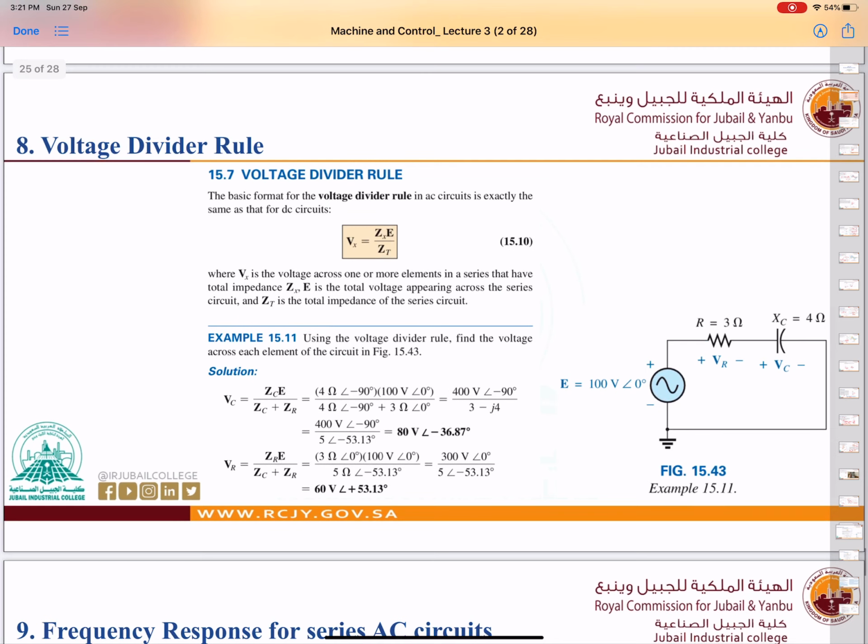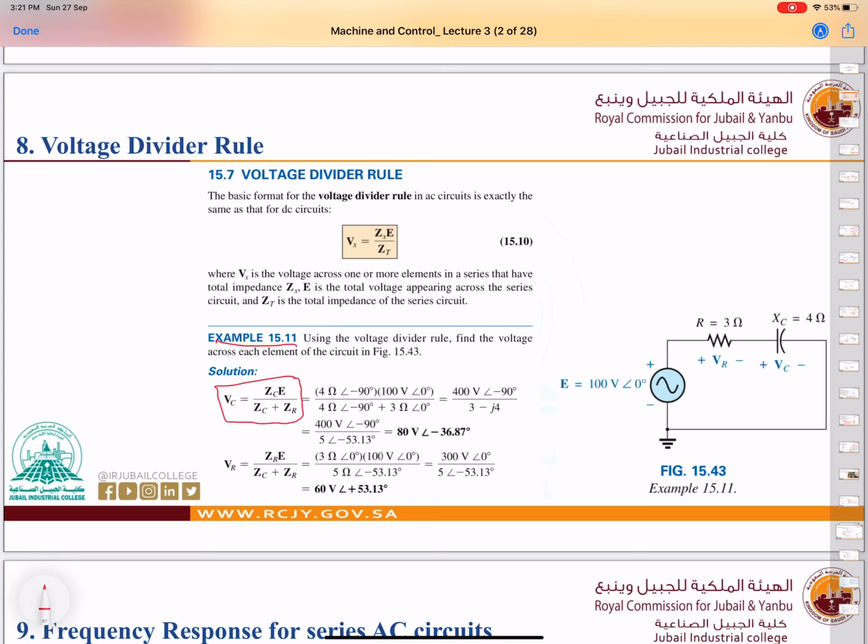Now, the voltage divider rule from circuit 1 is the same here. I will just give you one example. Please practice, see this example. If you find any difficulties, try to go to circuit 1 to practice more and more about the voltage divider rule.